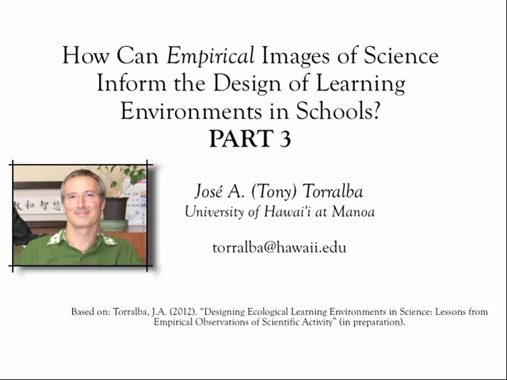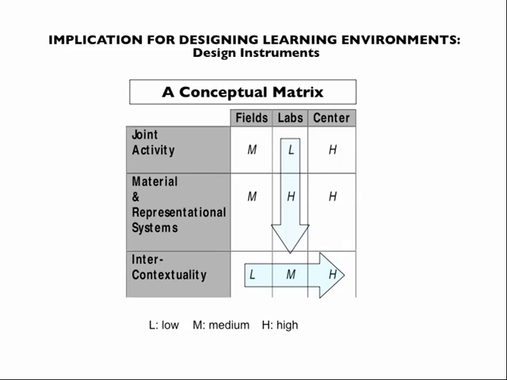In this last part, I will discuss the educational implications of the conceptual framework I elaborated in part 2. Think, for instance, of this conceptual matrix. By arranging the three main settings, field, lab, and center, against three important aspects of the scientific work in each setting, we are forced to assess the corresponding levels of activity in each cell. Those levels could in turn be quite revealing for curriculum design efforts.